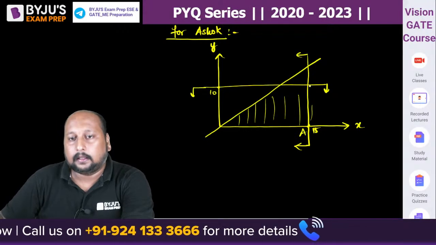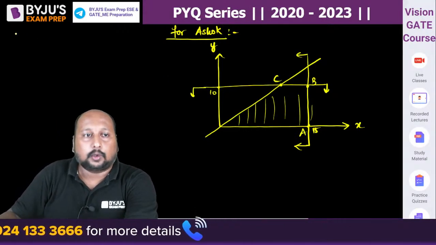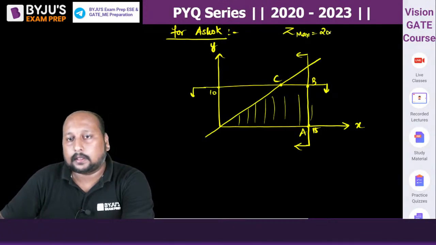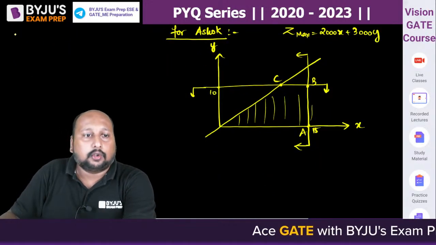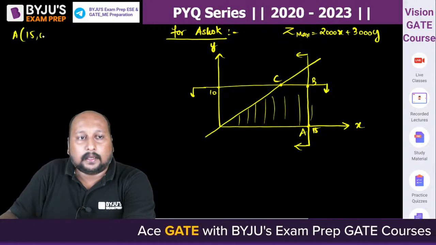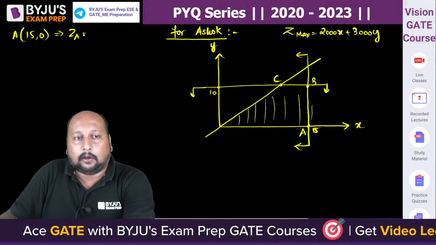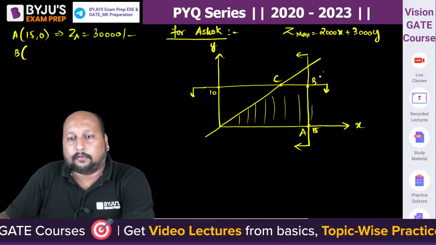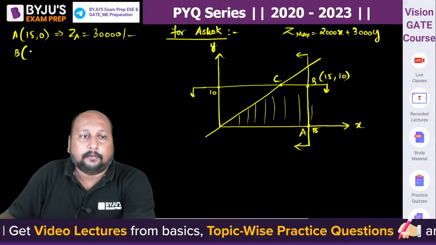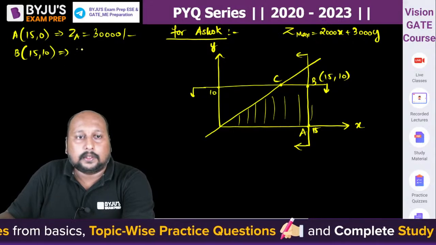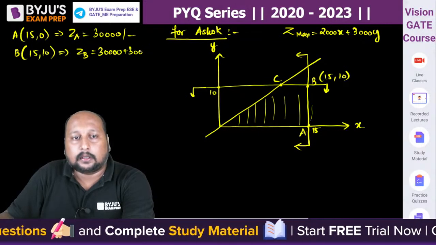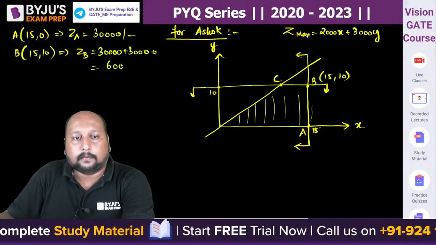This is point A, this is point B, this is point C. So let me write the objective function, that is equal to 2000 x plus 3000 y. Yes, chaliye. So A is having coordinate of 15 comma 0. So ZA value will be equal to 30,000. B is having a coordinate of 15 comma 10. So ZB value will be equal to 30,000 plus 30,000, that is equal to 60,000.